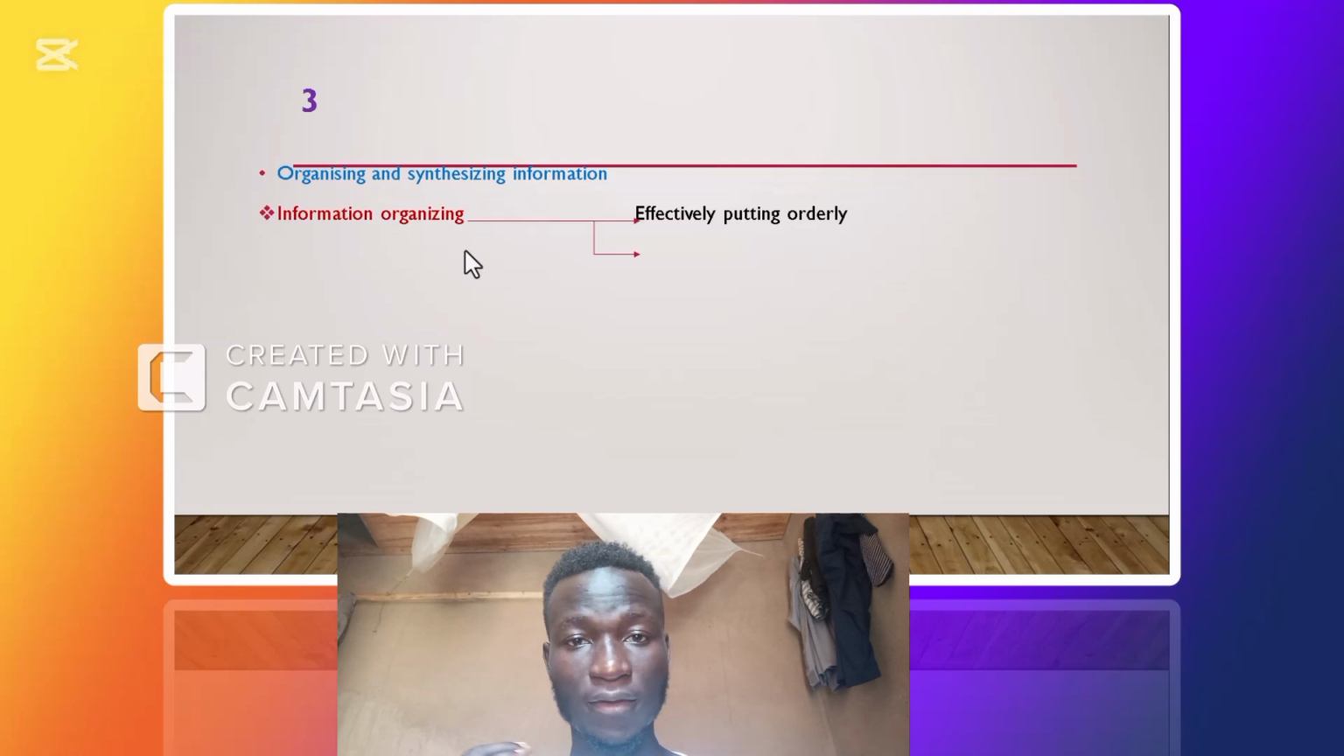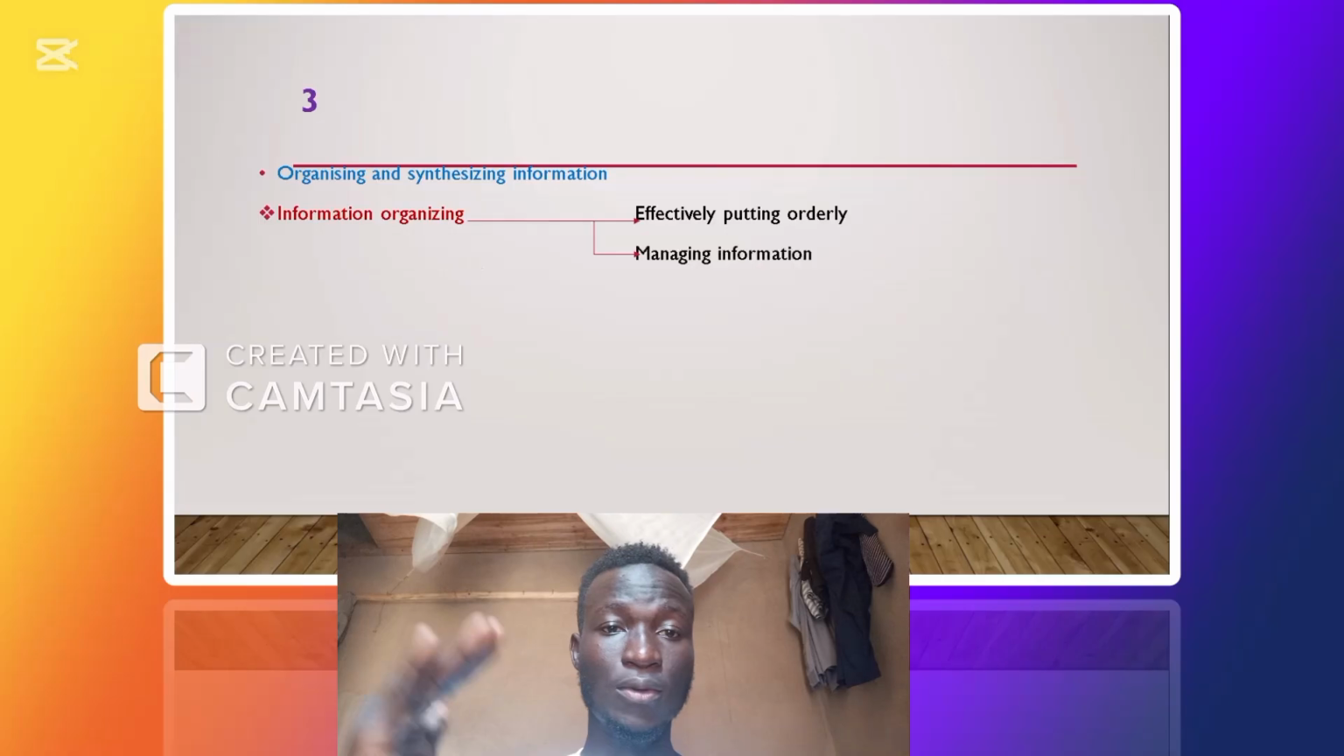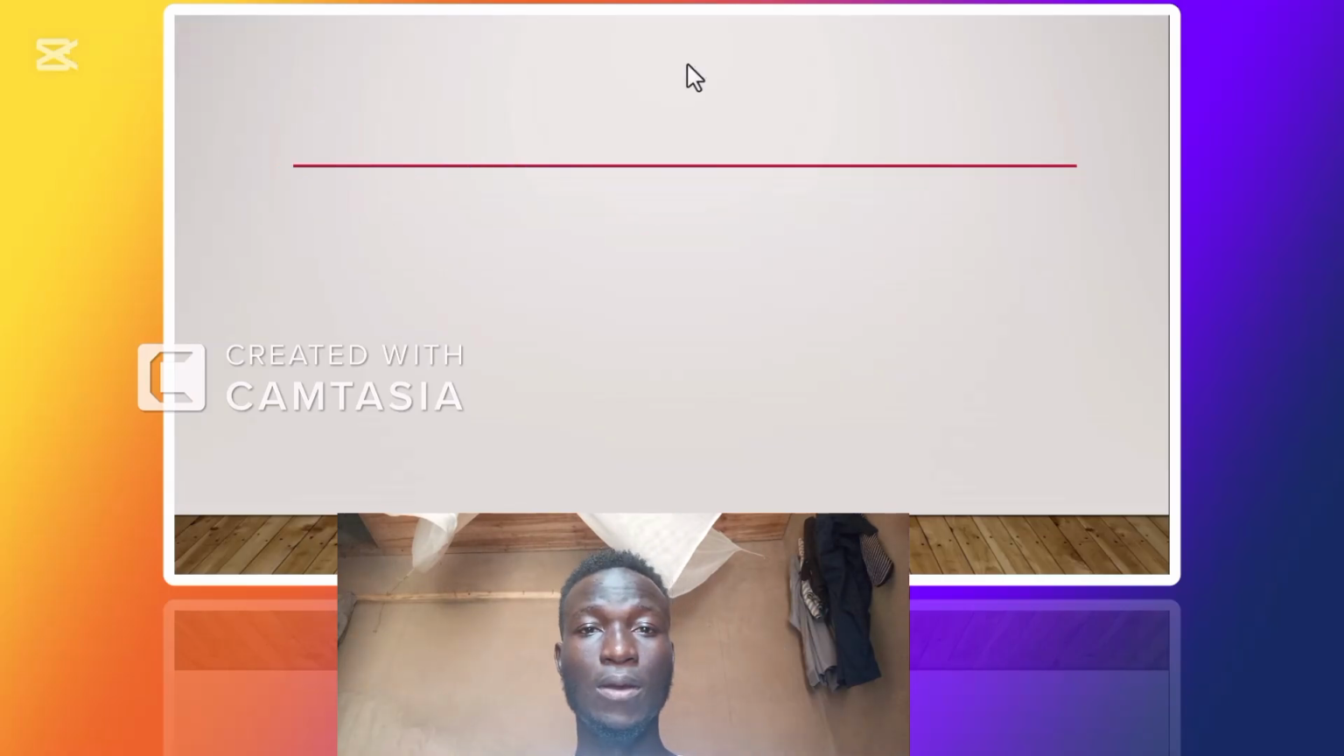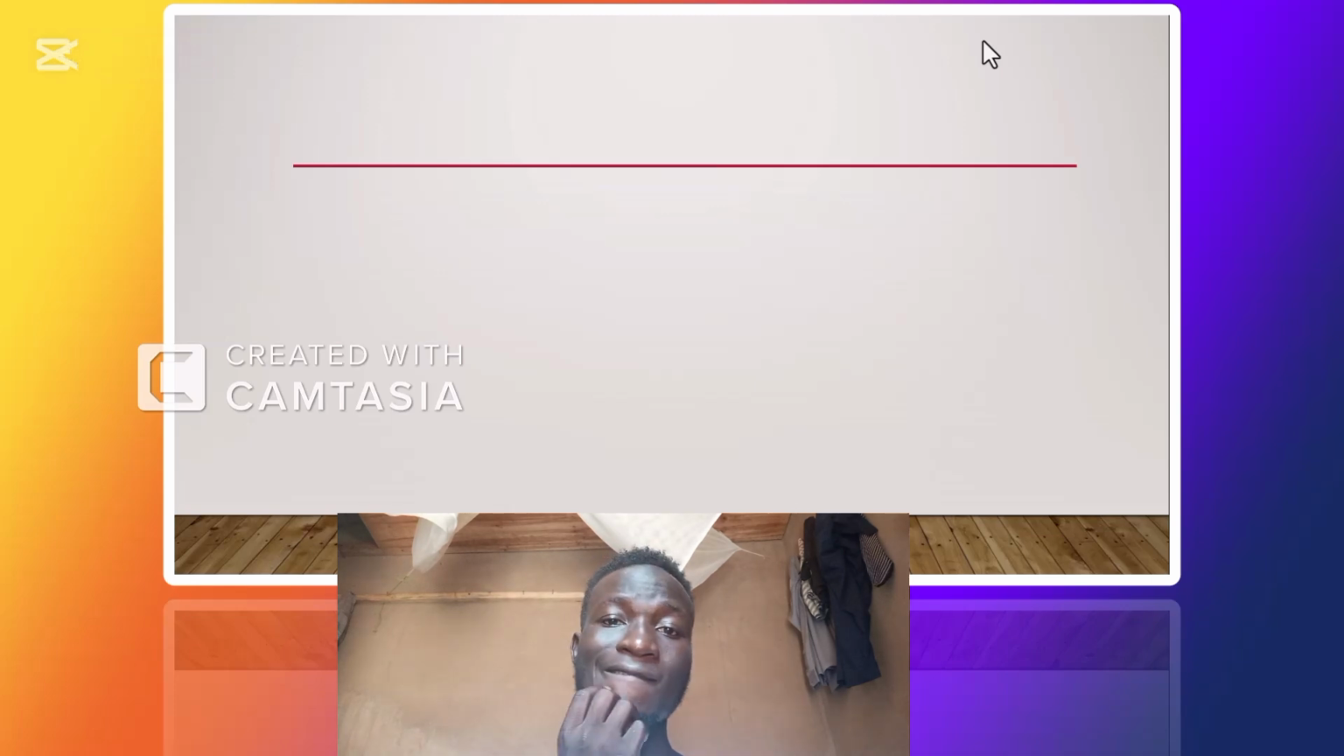And then let us look at the third one, organizing and synthesizing information. Under this, we're going to look at information organizing. This is achieved effectively by putting items in an ordered manner, effective ordering. I think that is all about that.